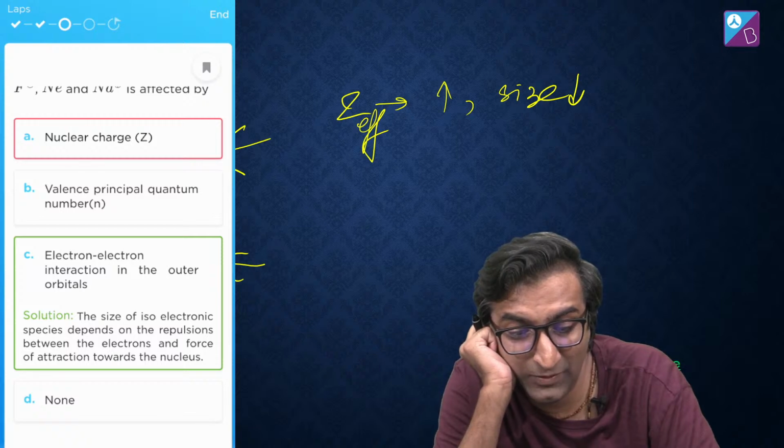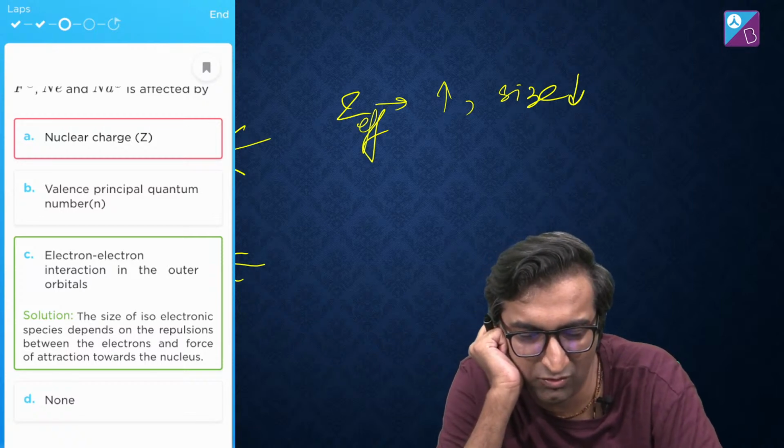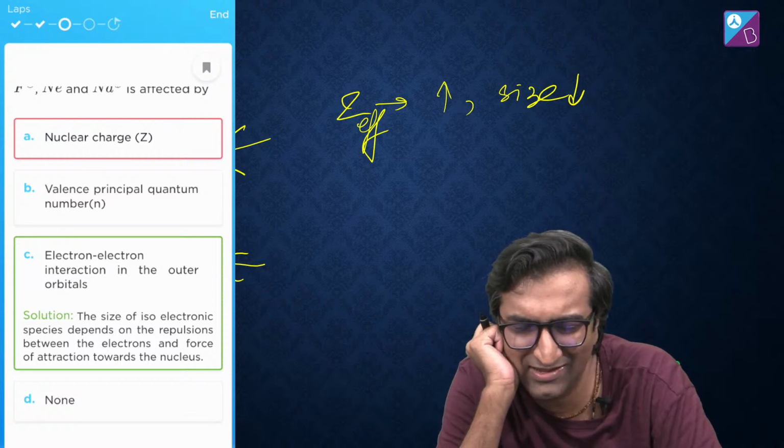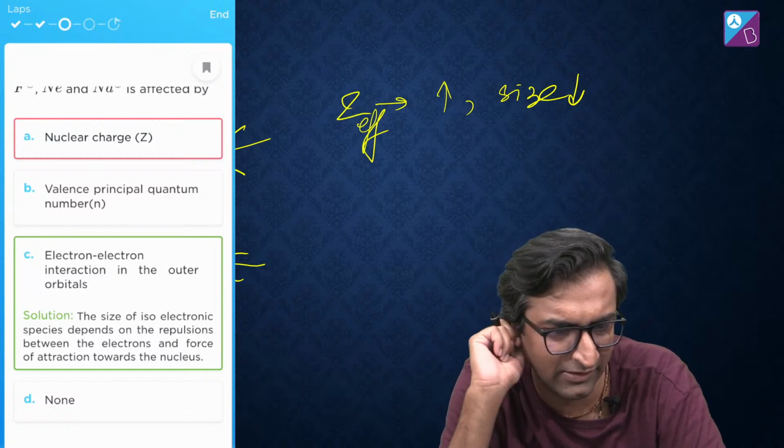The size of isoelectronic species depends on the repulsion between electrons and force of attraction between the nucleus. So it should be both, no? Nuclear charge, it should be A and C both, right? मुझे A और C दोनों सही लगना चाहिए.